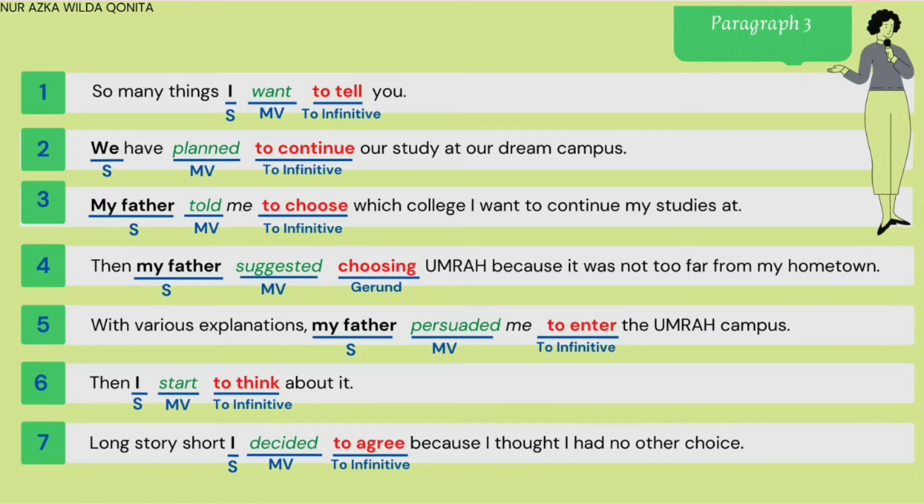And number 3, my father taught me to choose which college I want to continue my studies at. So my father in here is the subject, taught in here is the main verb, and to choose in here is the to infinitive.